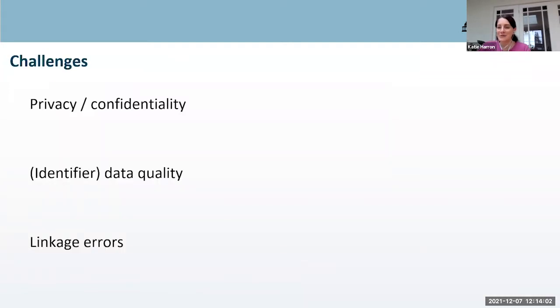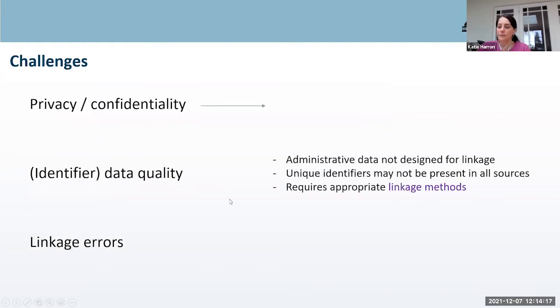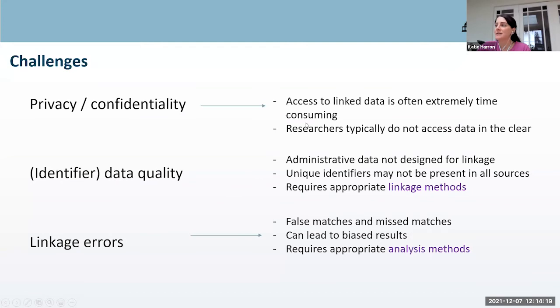So clearly there are huge benefits to being able to use linked data, but there are also challenges relating both to privacy and confidentiality, but also to quality. So firstly, access to administrative data is often extremely time consuming, and this is even more of a challenge when we're requesting that identifiers are released from one data holder to another to allow linkage to be performed. So this generally means that linkage is conducted by some sort of trusted third party with minimal input from the data users or the researchers.